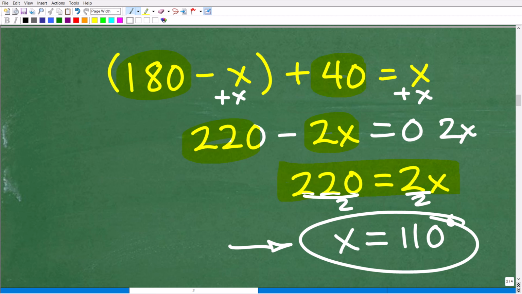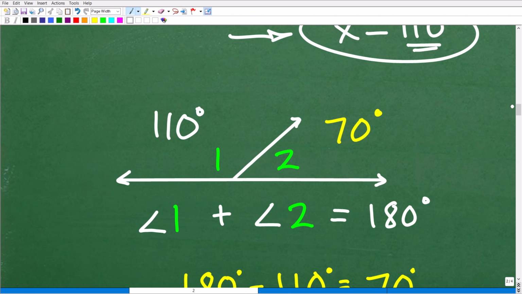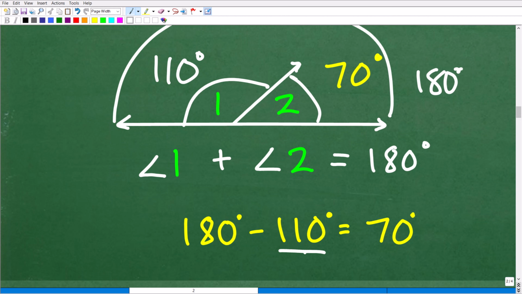Okay, so x is our angle. That's 110. So how do we find the supplement? Well, we can just visualize it. So here is our little figure. If 110 is the angle, its supplement's got to be 70, because all of this is 180 degrees. So just take that angle, 110, subtract it away from 180, and there you go, 70 degrees.